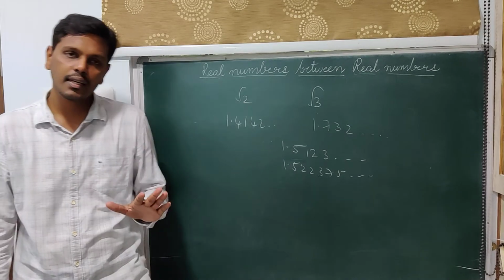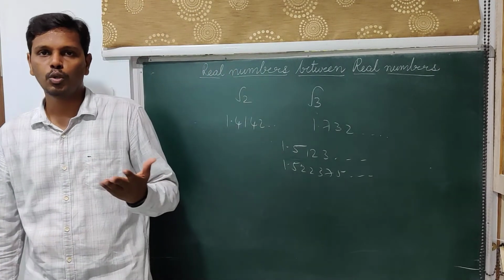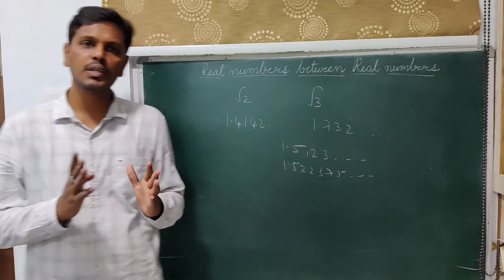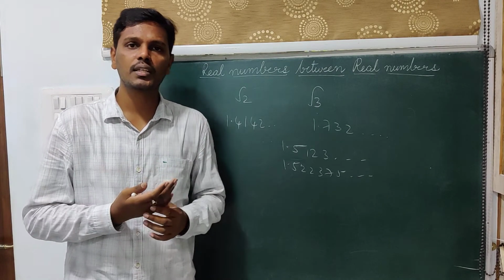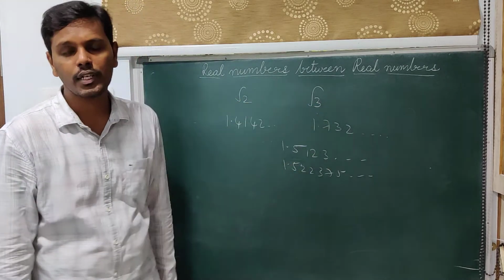So the basic idea over here is, given any two real numbers, if you are able to know the decimal expansions, then it is very easy for us to find as many real numbers, to be more precise, as many rational numbers and irrational numbers as we want between the given two real numbers.